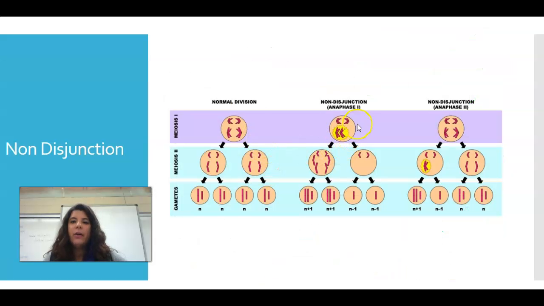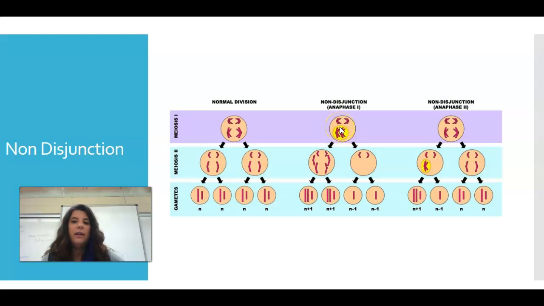So just to go back real quick to review non-disjunction. So here's the normal division. So you have meiosis 1 that occurs where the chromosomes are split, and then you have meiosis 2 where the chromosomes are split again, and then you end up with your sex cells or your gametes, which have 1 copy of each chromosome. But in non-disjunction, so in this example, here's non-disjunction 1, because non-disjunction can occur in meiosis 1 or meiosis 2, in the first stage of meiosis or the second stage of meiosis.